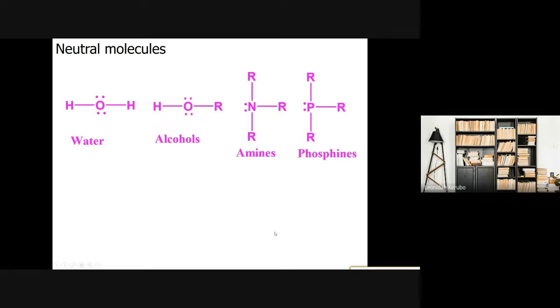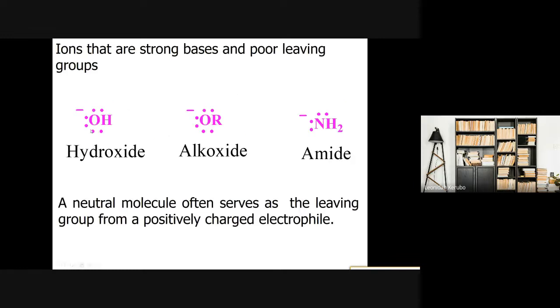So neutral molecules also are good leaving groups. There is a way that they leave from a molecule. So ions that are strong bases and poor leaving groups, you have hydroxide. These are very strong bases. This is also a very strong base, and this is a strong base and a very poor leaving group.